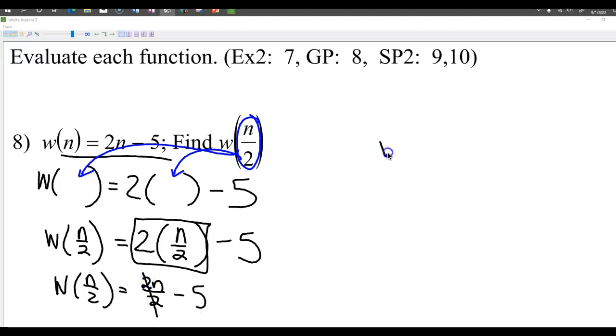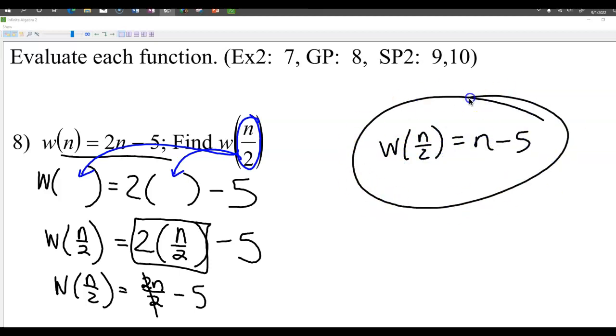And so the answer is W of n over 2 equals n minus 5. Okay? That's it. We're all done. You guys can take a picture of your notes and upload them, and we'll call it a day. I don't even have internet in here. Oh, the word? I'll write on the board. You don't have to know this word, but it is called composition of functions. Basically, it just means you're plugging a function into a function.